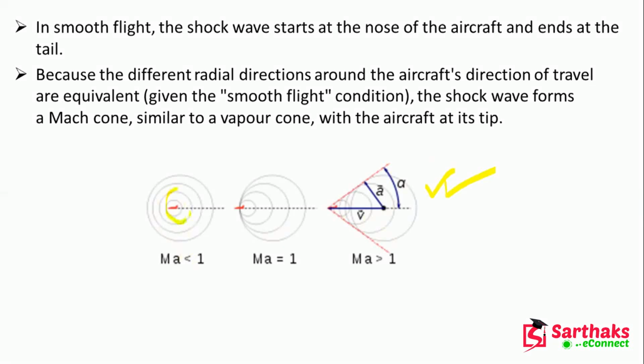Here you can see this position. This is the aircraft, right? The red one is the aircraft, and you can see that if Mach is less than 1, the sound is emitted from the front and tail also. Here, only from the tail. Here you can see Mach is greater than 1. These three conditions have been given here.